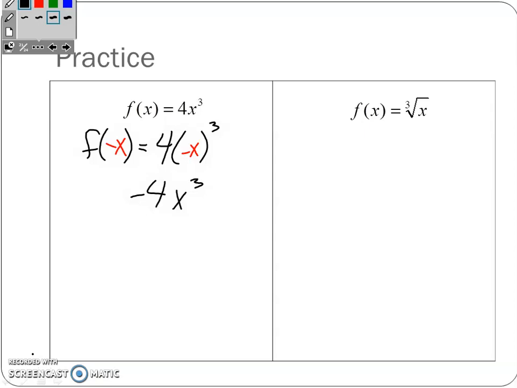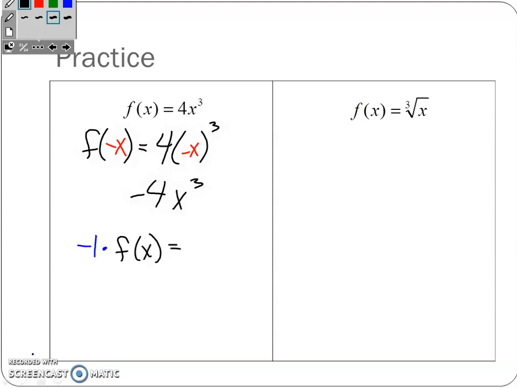Okay, so just like before with my even functions, now I'm going to look. Does this match this? No, it does not. And what that means is it's not even. That's fine. This one's not even, not a big deal. What I need to do next is I need to test to see if it's odd. And to test to see if it's odd, I have to know my f of negative x, which I've already found.